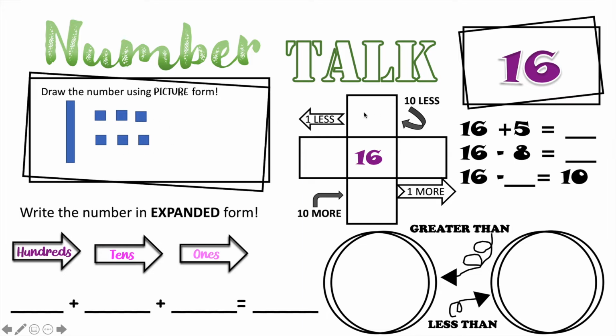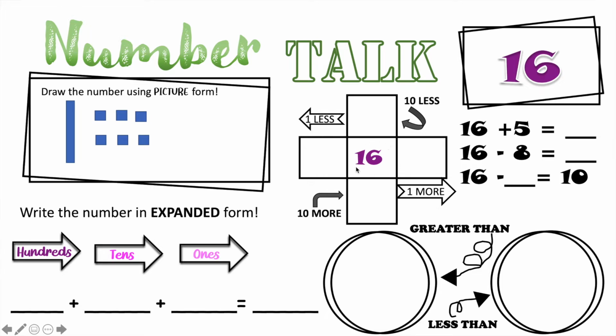Take a look at this X right here. Our focus number will always be in the middle. It's like we're zooming into the 100 chart. So if we look at the 100 chart and we focus on the 16, if we go up, we go 10 less. If we go down, we do 10 more. To the right would be 1 more, and to the left would be 1 less.